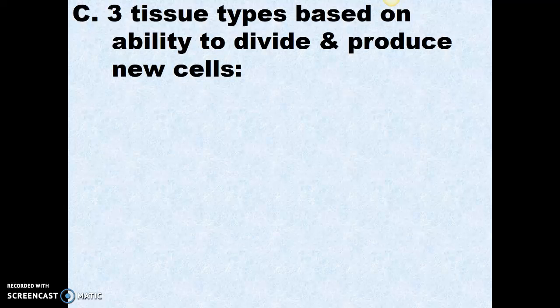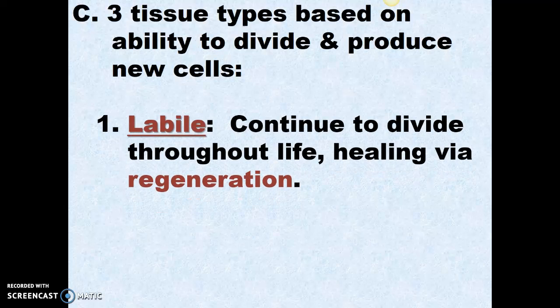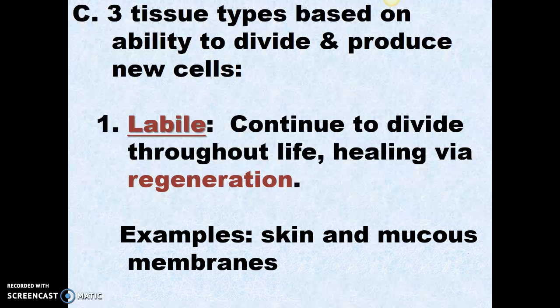There are 3 tissue types based upon the ability to divide and produce new cells. There's the labile cells, which continue to divide throughout your life. For instance, your stratified squamous epithelial. The base layer is constantly dividing, so they're labile. You're constantly producing new cells, which will slough off at the surface and carry the bacteria away from you. So examples are your skin and mucous membranes.